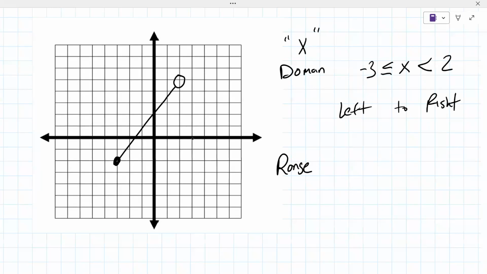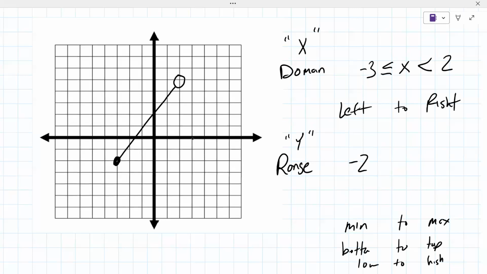All right, the range. The range is the y. I'm going to give you the words first, though, because it depends on your perspective. It's min to max, bottom to top, low to high. I need the smallest y value. What is the smallest y value? -2. Is it included? Yes.